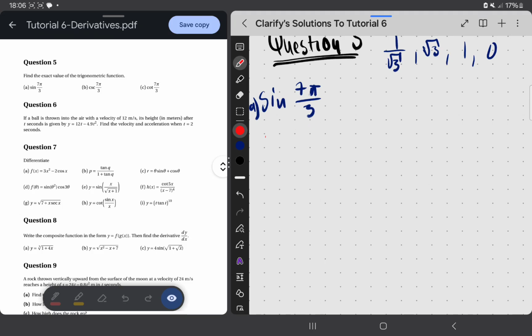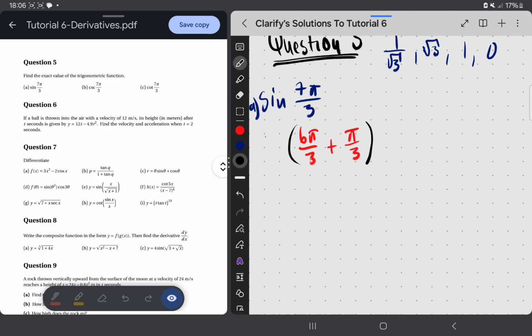Now, 7 pi over 3. What is the value that you can have to make it a whole number first? What are the things that I can have? I can break this angle into 2. And you know what this is? 6 pi over 3 and pi over 3. These together would give me 7 pi over 3. I can break them like this.